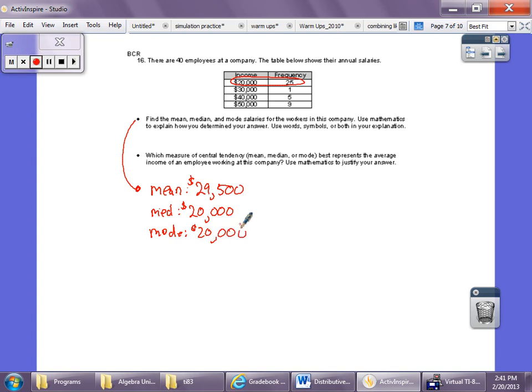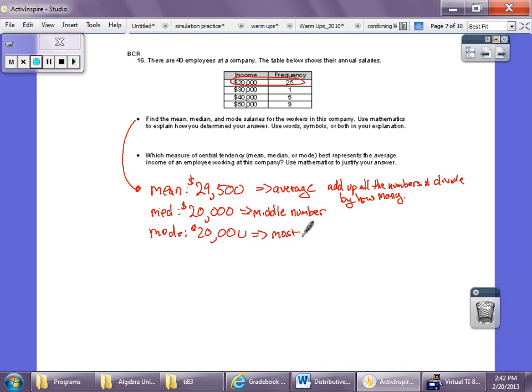Now it says to justify how I got these, well, I know that the mean is the average. So you add up all the numbers and divide by how many. I know that the median is the middle number. And the mode is the most common. So I found the most common, I found the middle, and I found the average.